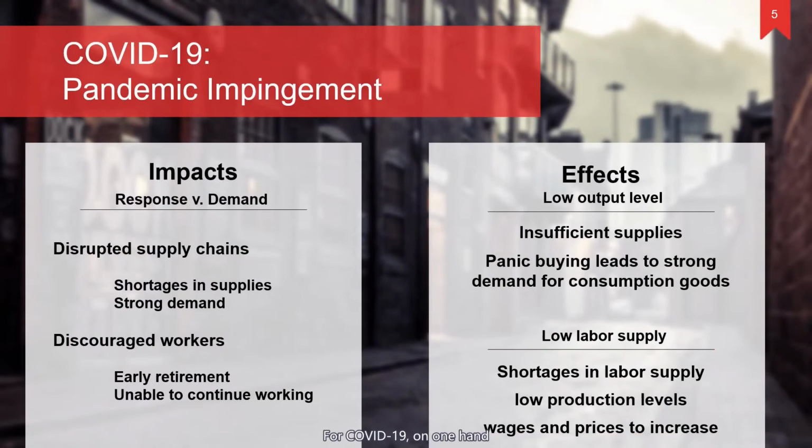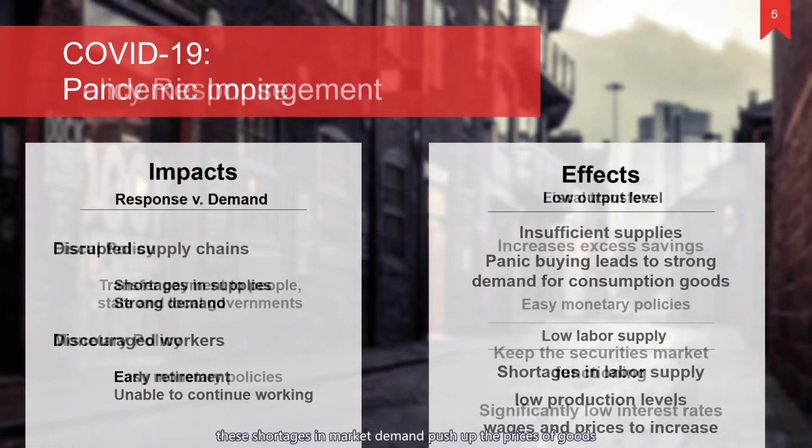For COVID-19, on one hand, it's about the pandemic impingement that mainly affected the supply side. It disrupted the supply chain. The supply of goods wasn't able to meet the strong demand caused by panic buying. Also, insufficient labor supply in markets lowered the output levels. These shortages in the market push up the prices of goods.